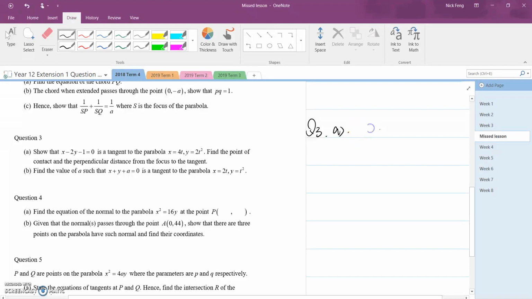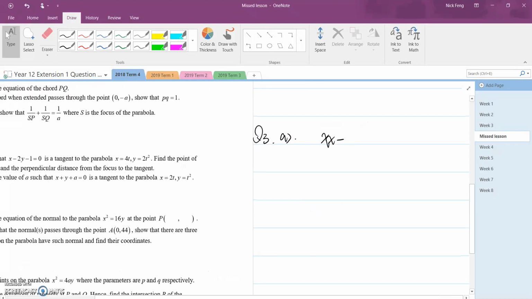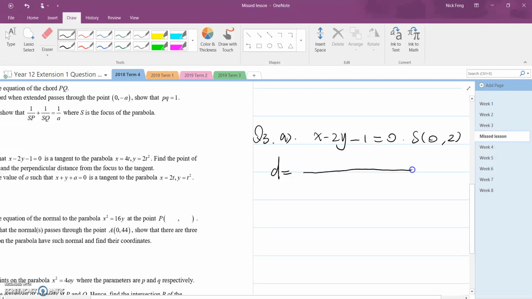Now the tangent has been proven as x minus 2y minus 1 equals 0. And the focus has coordinates (0, a), which is (0, 2) in this case. So the perpendicular distance formula states this: the absolute value of 1 times 0 plus negative 2 times 2 minus 1.